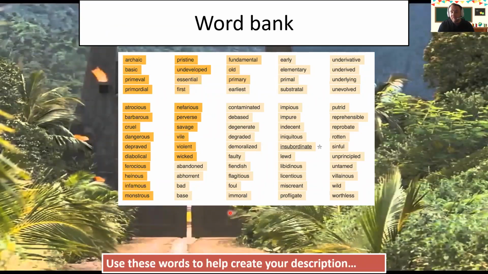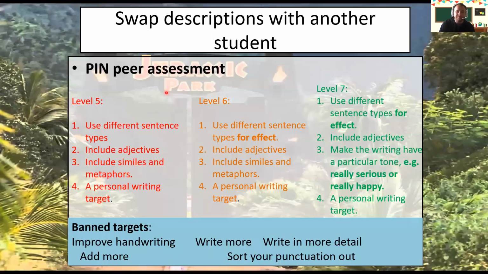Just a bit more help. We've got a word bank here, just various words to describe something that's sort of atrocious, dangerous. Look at all these words that you could use to describe that T-Rex or any prehistoric monster you're talking about. And then words to describe the sort of landscape, if you're doing the prehistoric world: pristine, underdeveloped, archaic, all good words to describe that prehistoric landscape if you're going for that one.